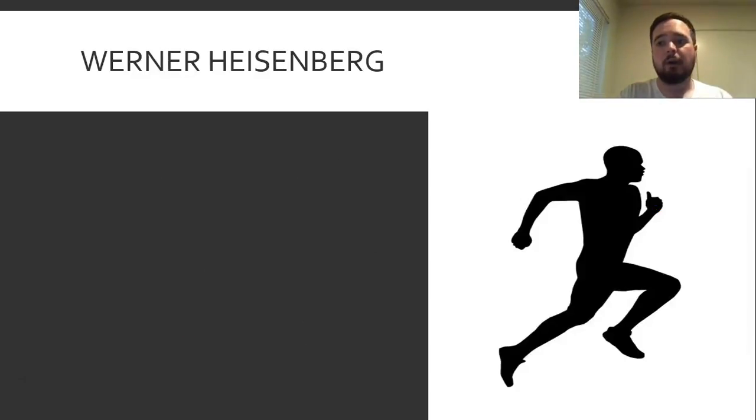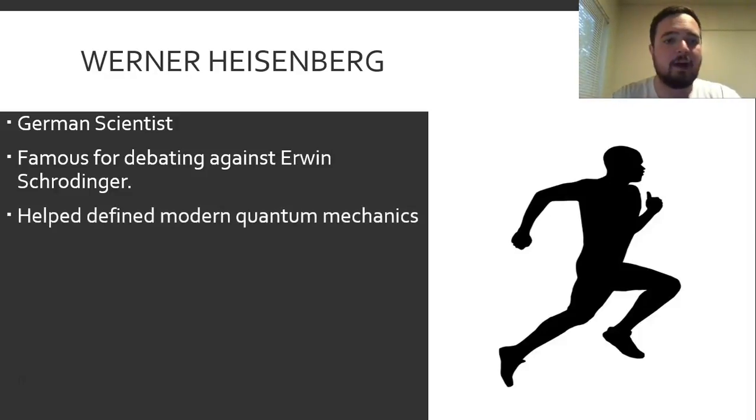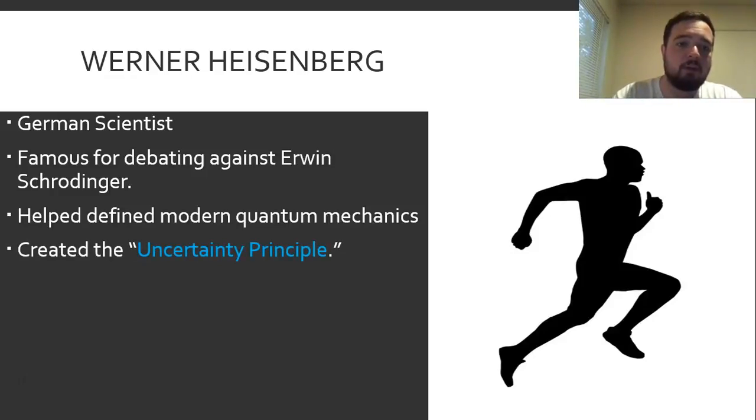Werner Heisenberg is where it starts getting really cool. He was a German scientist, famous for debating against Erwin Schrödinger. They debated a lot within the scientific community because they were both alive and very prominent in their fields at the time. They played off of each other a little bit, but they both led to very significant discoveries in the realm of physics and chemistry. He helped define modern quantum mechanics, and he created something called the uncertainty principle.